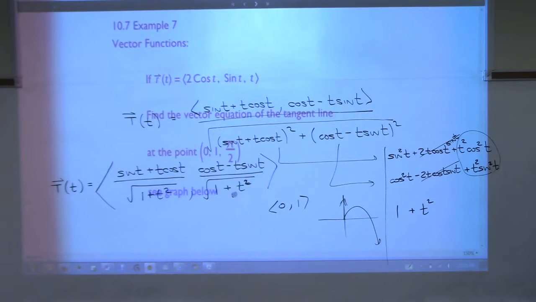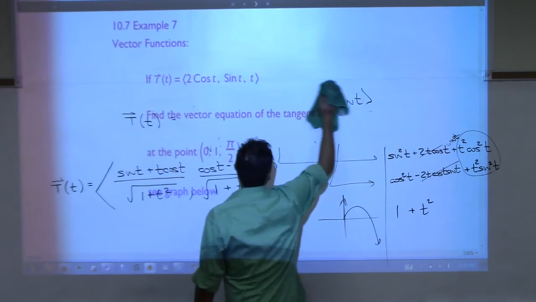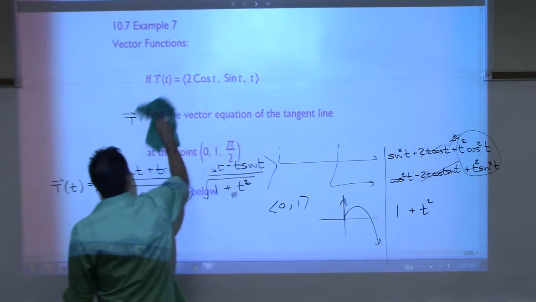This is a three-dimensional one. This is a vector function in 3D instead of 2D.